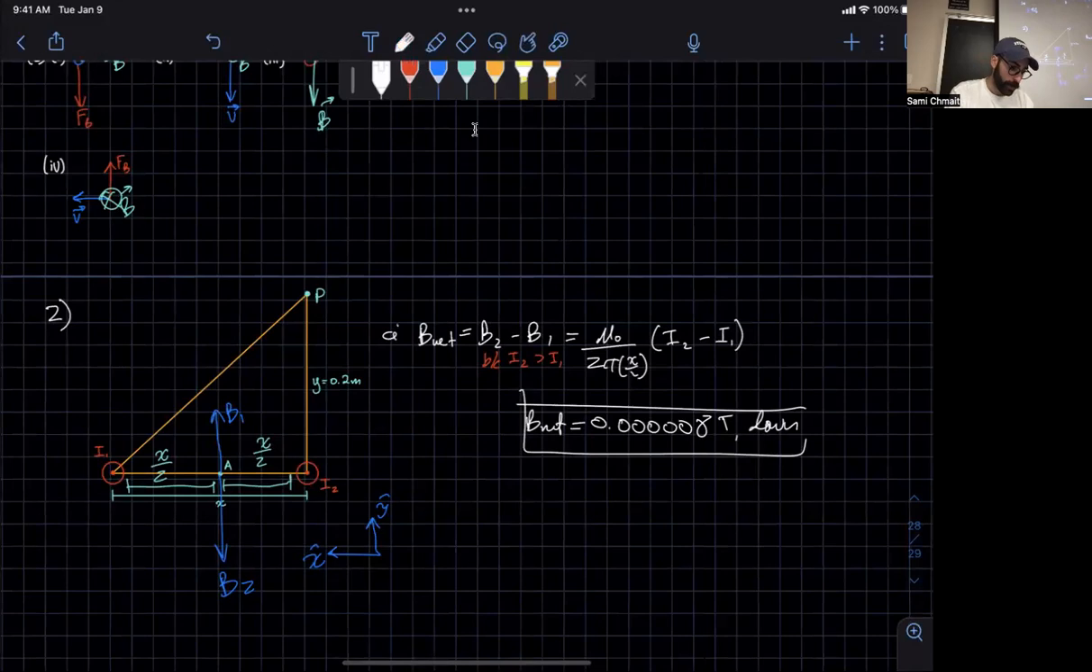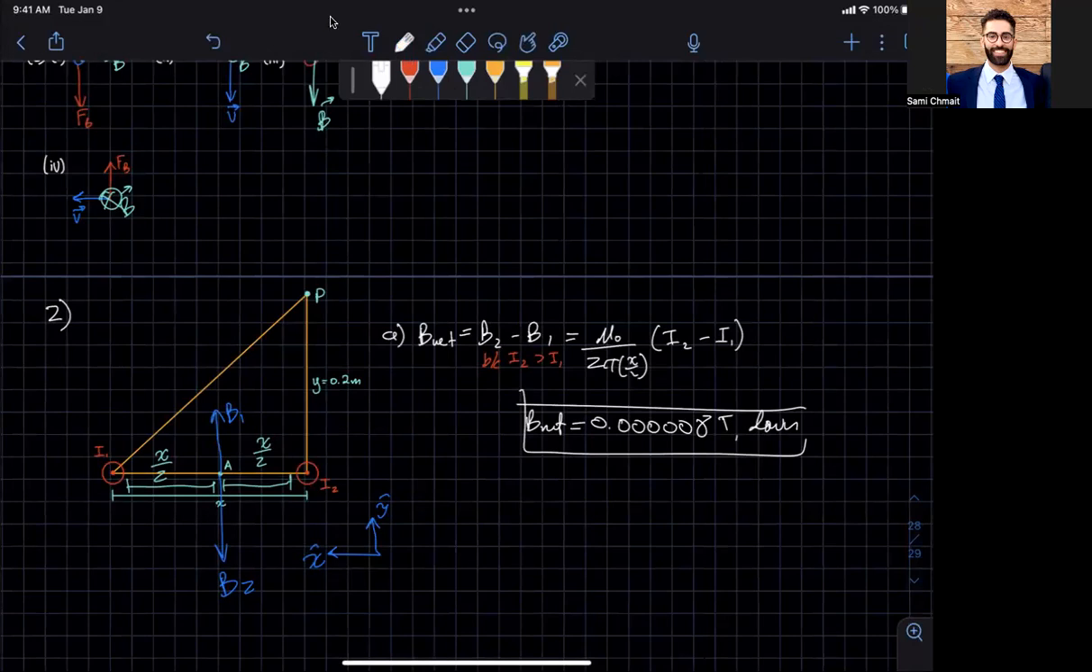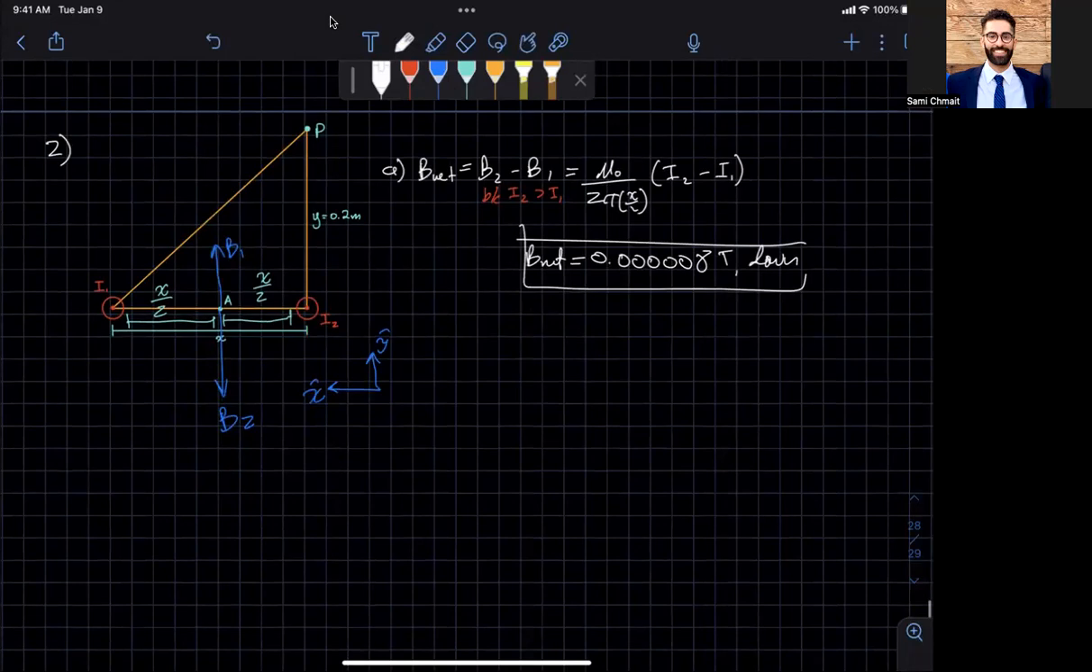That's part A. All right, any questions on this one? And now if we look at part B here, this is more how you guys are going to see it. We're going to be looking at this point P, and we're going to obey the same rules.